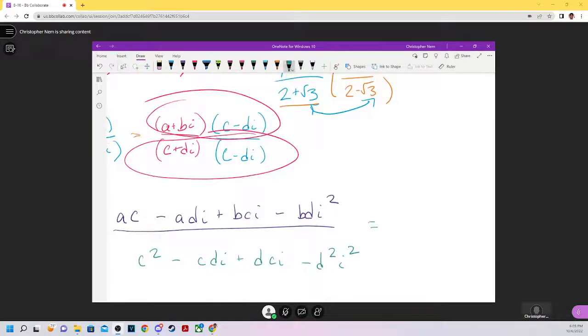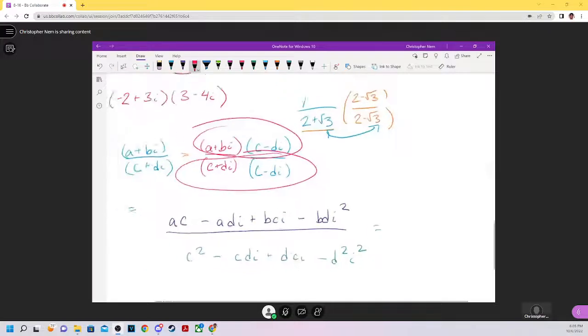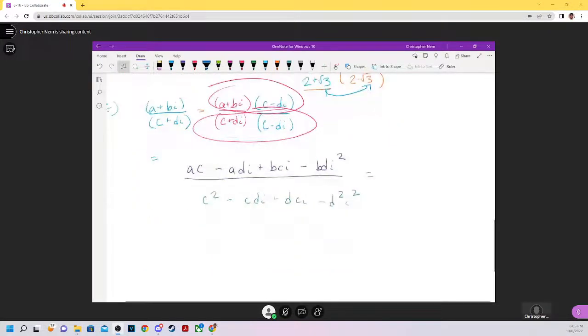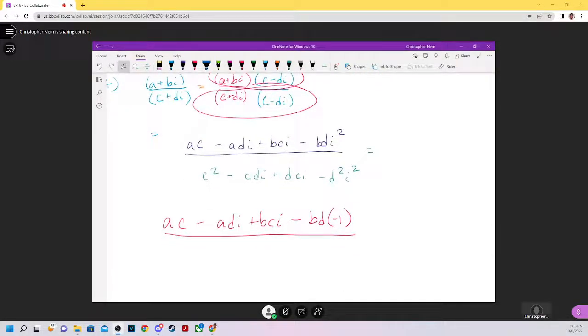Well, I can simplify all of this together. At the very top, there's not much I can do to simplify it. However, I know that i squared is negative 1. So let's use that definition that we worked with. If I use that definition, I get AC minus ADi plus BCi minus BD times negative 1, all over... Now for my denominator, I'm going to use the exact same definition.